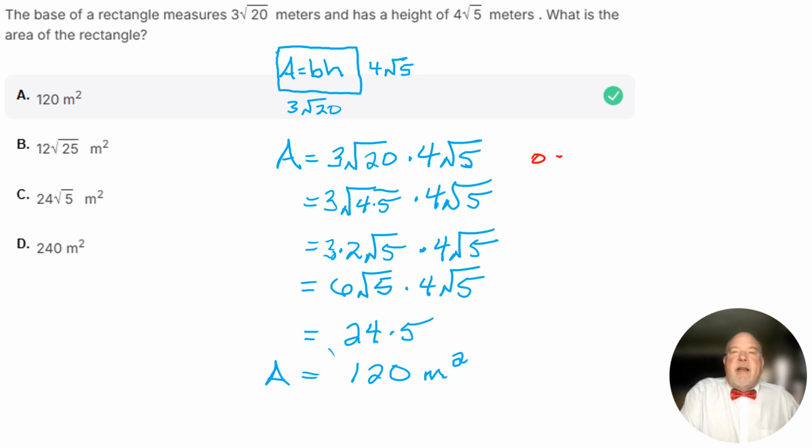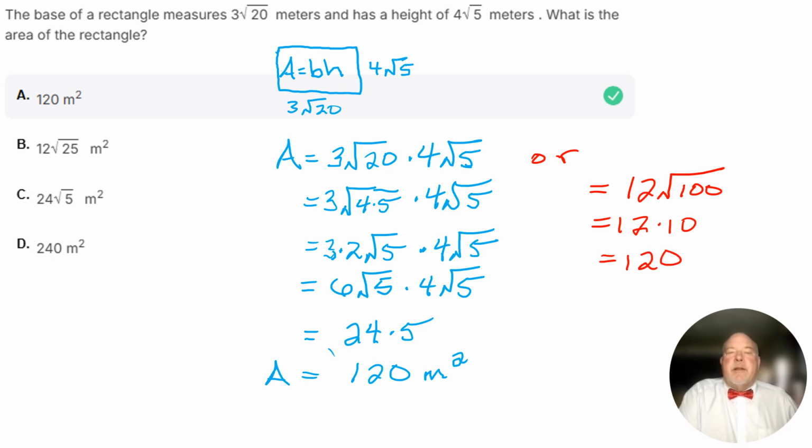So instead, I could have said the area equals 3 times 4 would give me 12, and then the square root of 20 times the square root of 5 gives me square root of 100, and the square root of 100 is a perfect square. That's 10. So this is just 12 times 10, or 120. And so that would have been quicker in this case.